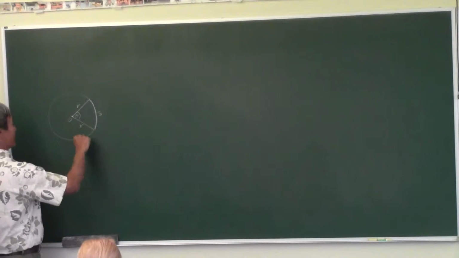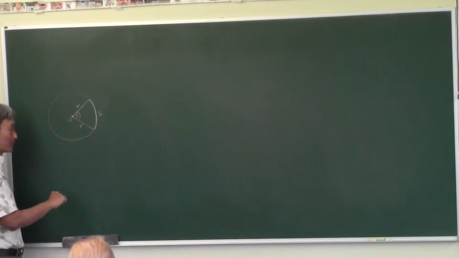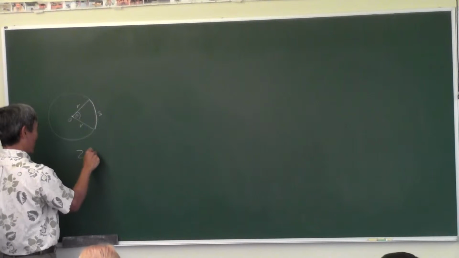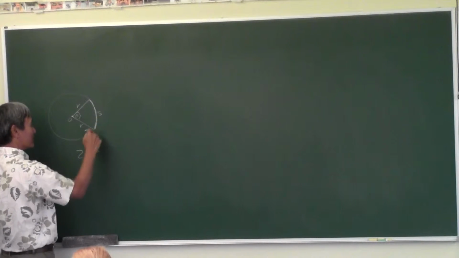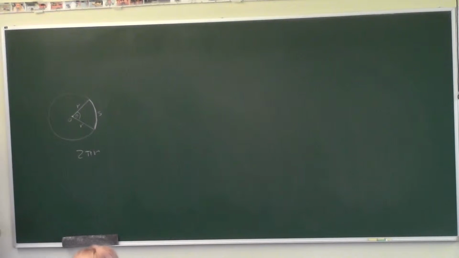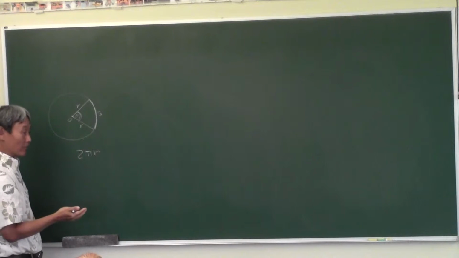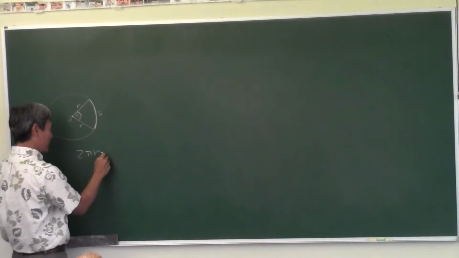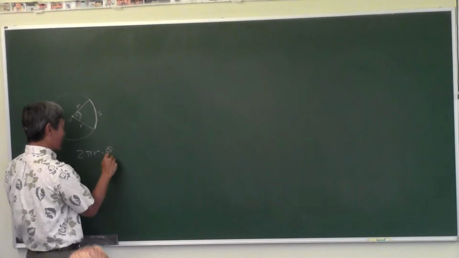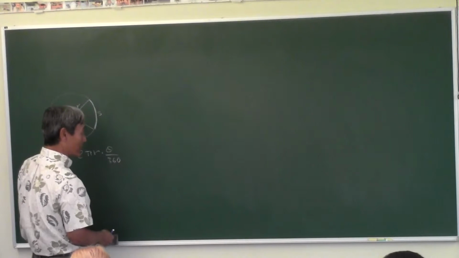How do you find the entire circumference of a circle? What's the formula for circumference? 2 pi r. And would you agree that this arc length right here is simply some fraction of that circumference? What fraction? Well, for example, if that angle was 60 degrees, it's 60 over 360. Whatever that angle is, you divide it by 360, because there are 360 degrees in a circle.